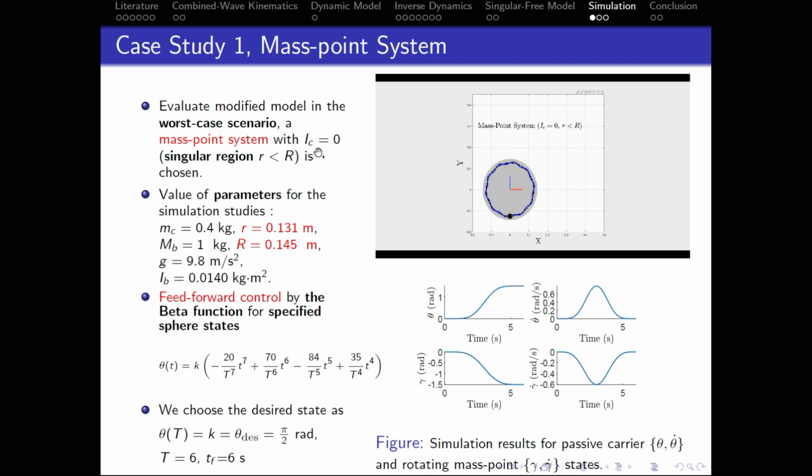In a case study, first we consider the worst case scenario where there is no inertia tensor and we are in a singular region. We use the following physical parameters, and our feed-forward control is a beta function where our desired state of the sphere is pi over 2. And by applying our combined wave kinematics, we have a successful motion of the sphere, and we do not hit any singularity, as the simulation shows.